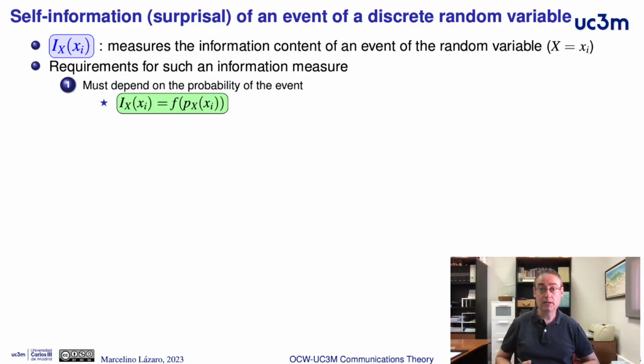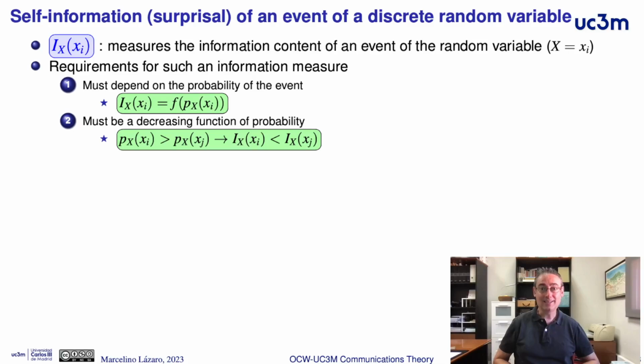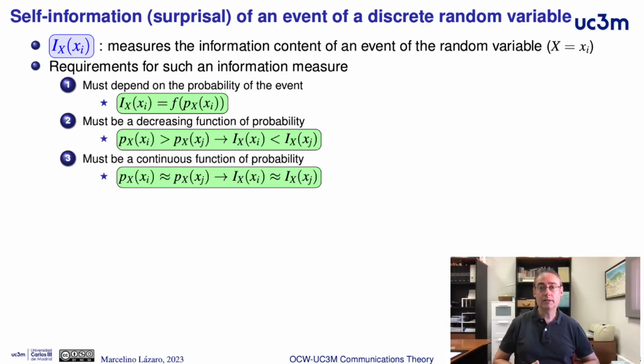The first one is that the information must be a function of the probability of the event, and it must be a decreasing function of this probability, because the information that we have when we know that something that has a high probability has happened is lower than the information that we have when we know that an event that happens on very few occasions has happened. Another requirement is that the information measure must be a continuous function of the probability. In practice, this means that if we have events with a similar probability, the information must be similar.